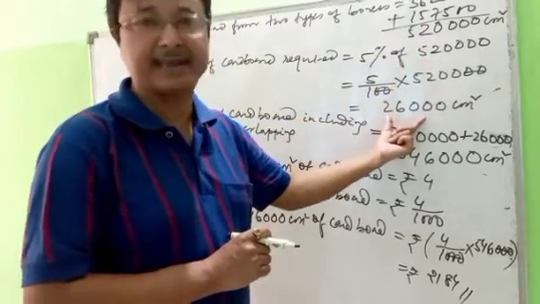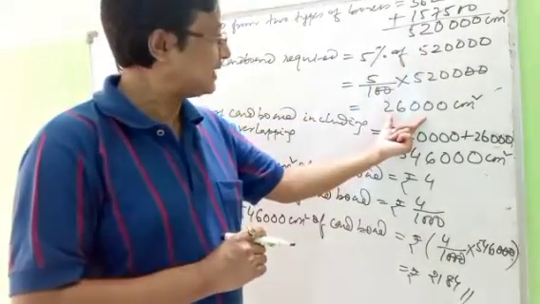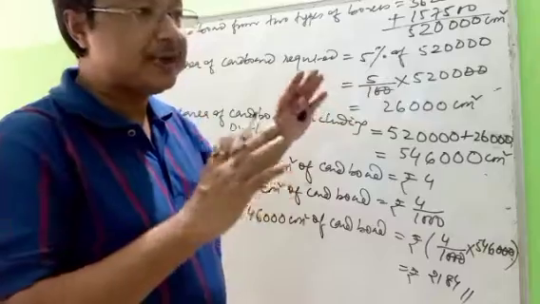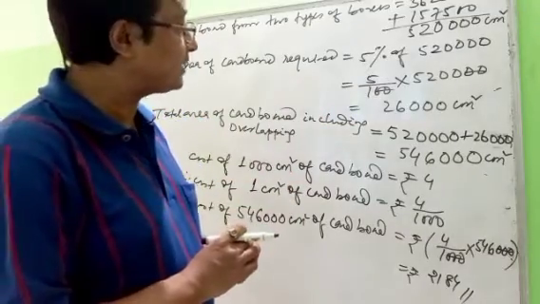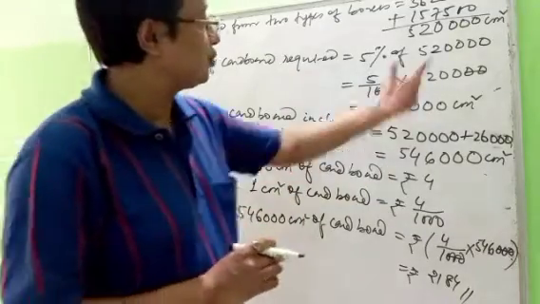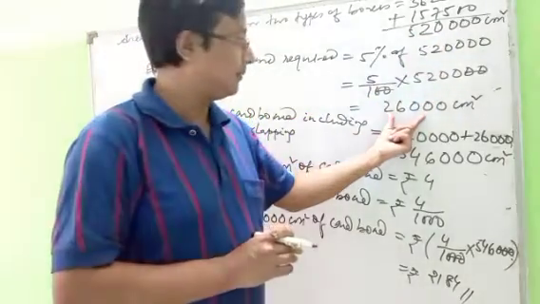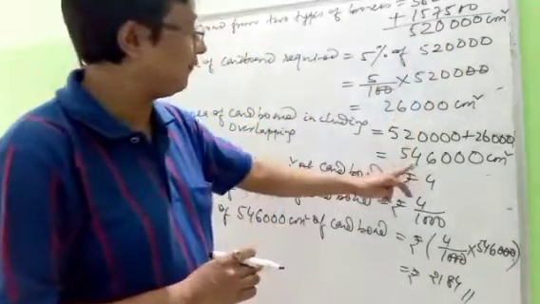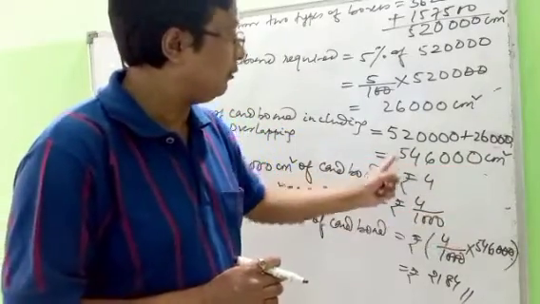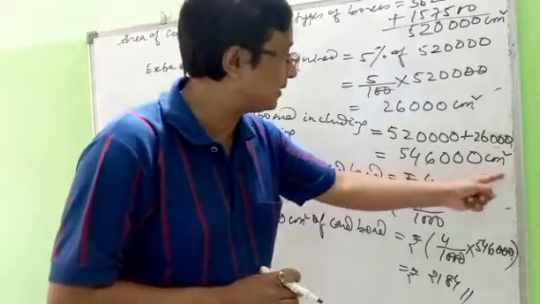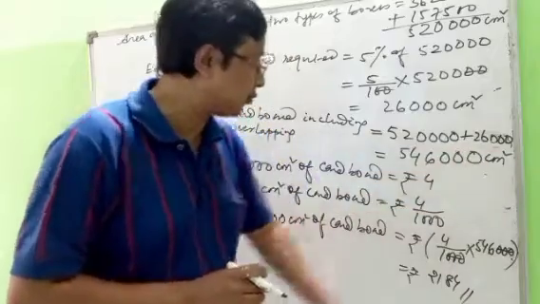This is for packing. Then next, the actual area of cardboard that will be needed, how much? With this total you have just added this extra area. So you got 546,000. Now you are going to find out the cost of this actual area of cardboard. So you got this much.